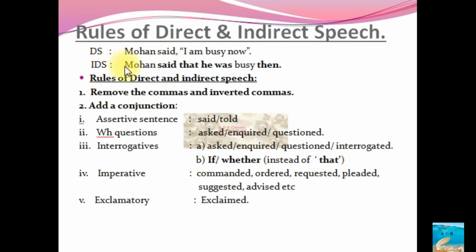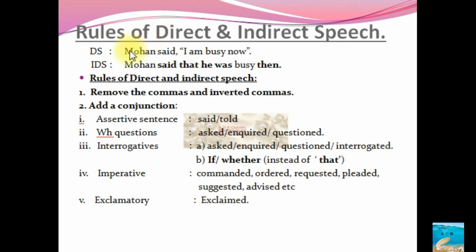DS means D for direct, S for speech. This is the short form of direct speech. IDS means I for indirect, D for direct, S for speech, indirect speech. This is the short form. Now I have taken an example: Mohan said, "I am busy now."